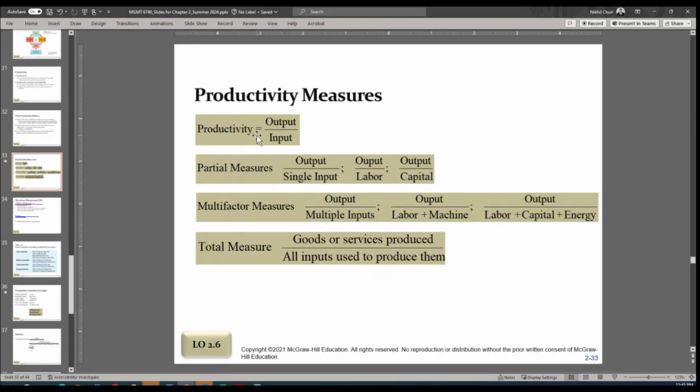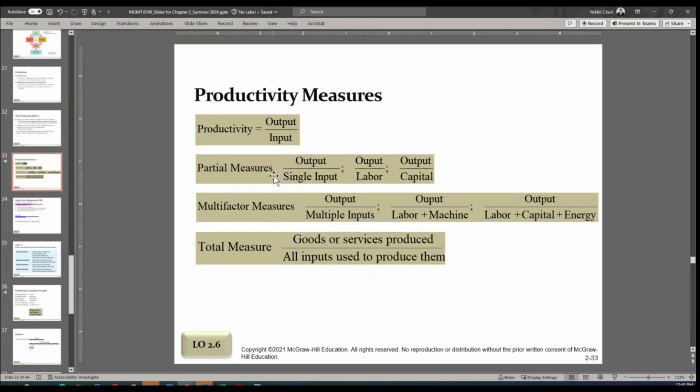The mean productivity equals output upon input. If you have a lot of inputs or a lot of outputs, or you want to go with partial measures, and many times that's the case as we learn about inventory, forecasting, or even lean systems, I will try my best to give as many examples of single-input or partial measures as possible. But for now, let's use this.